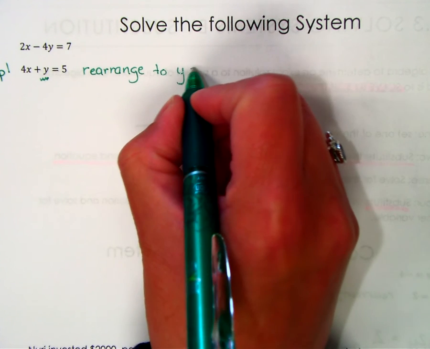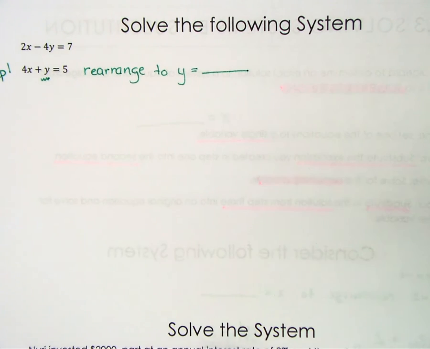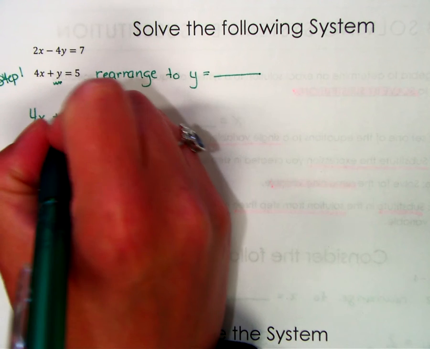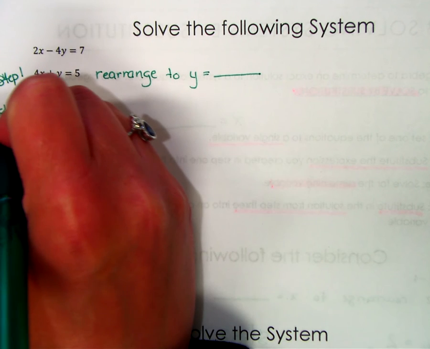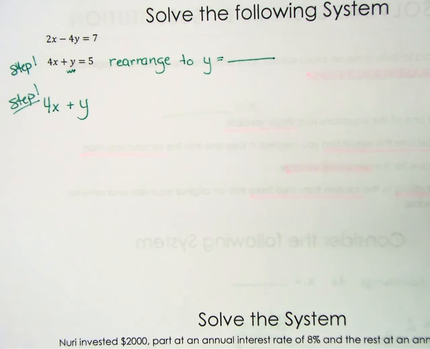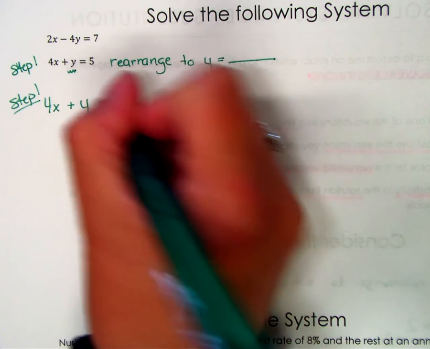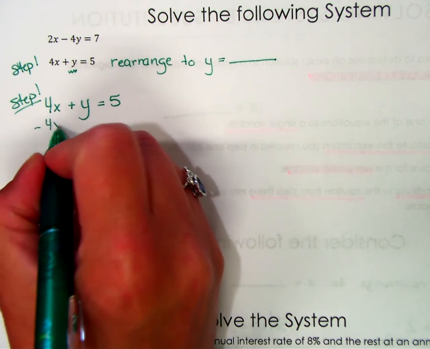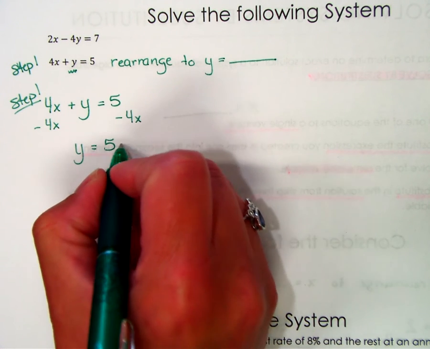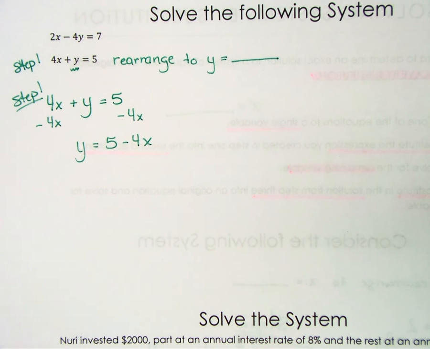So y on one side and everything else on the other side. So I have 4x plus y. And this is step 1. I'm just going to keep labeling them just so that we are following along. So I'm going to minus the 4x from both sides. So I have y equals 5 minus 4x. And again, if you write it the other way, no problem. That's fine. No big deal.